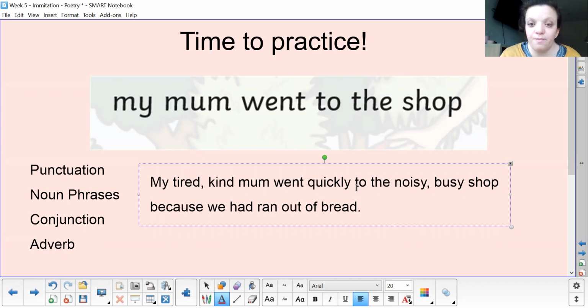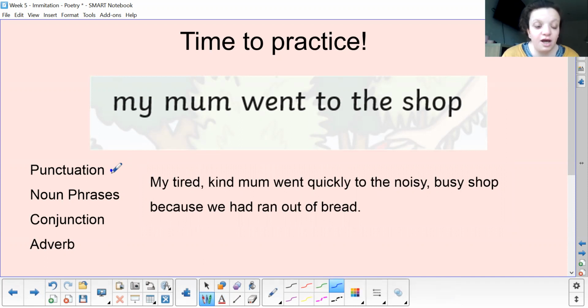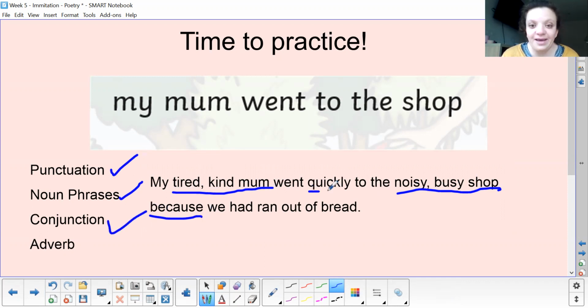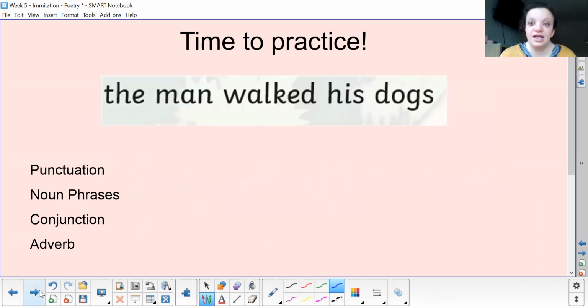Oh, and I remembered my full stop at the end. It's my punctuation, but I could have also used that, because ran out of bread, exclamation mark. So either way, I could have used my punctuation. So let's go through and tick and see if I've removed everything. Punctuation, I've used everything. Punctuation I have. Noun phrases, tired, kind mum, noisy, busy shop. Conjunction is my because. Adverb went quickly. Okay, fantastic.